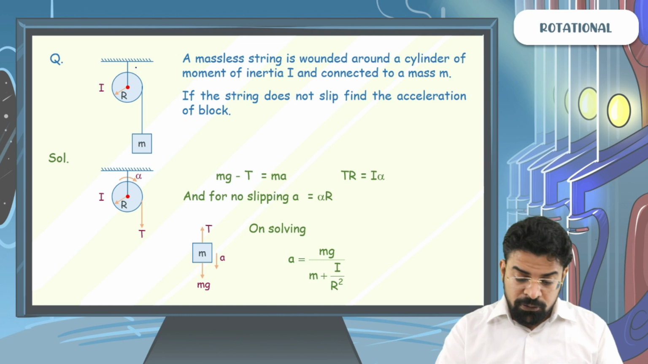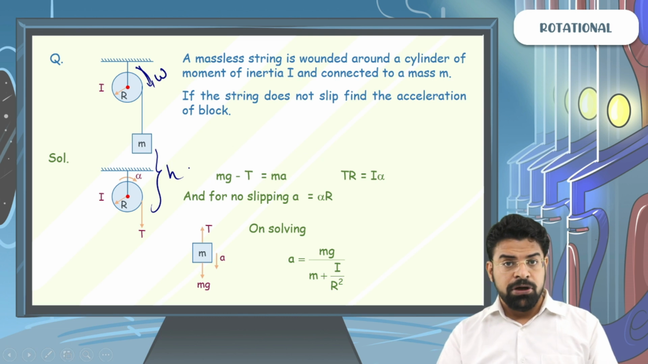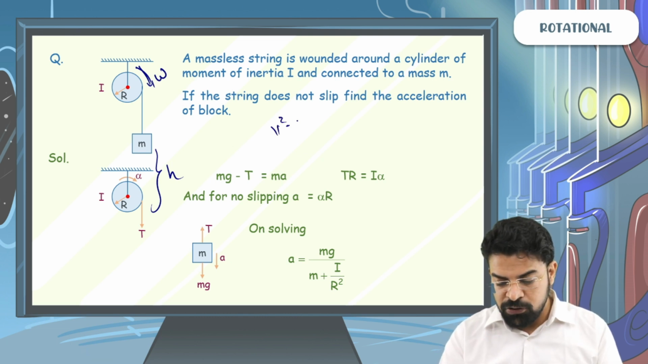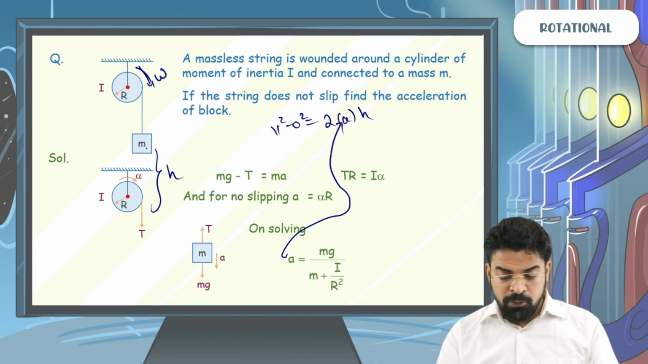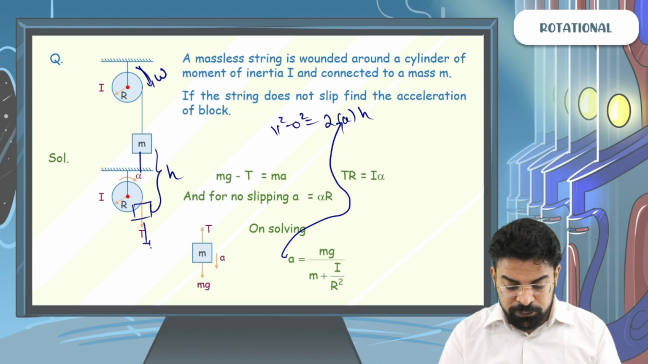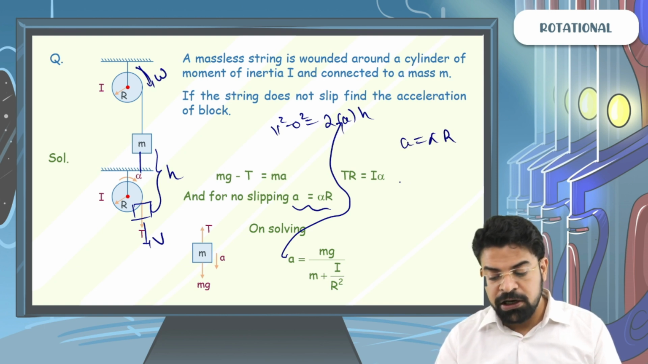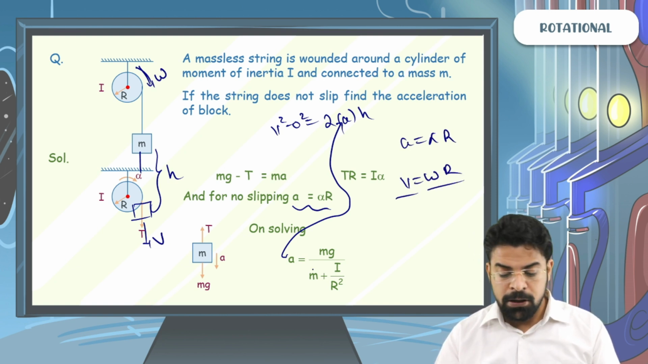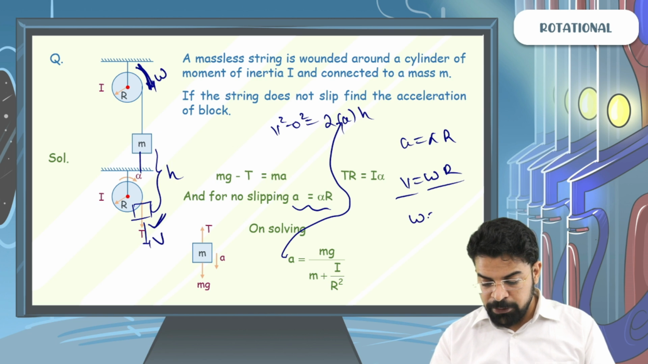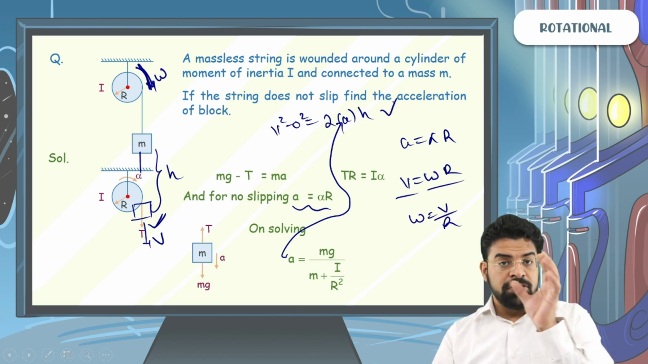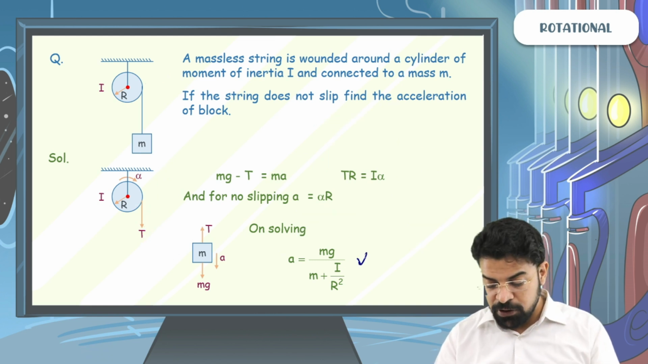If they ask you what is the omega of this cylinder once the block has fallen through a height h, using the third equation of motion, you will write v square minus 0 square equals 2 times acceleration into h. Substitute the acceleration from here. Once you know the speed of the block, you can write for no slipping a equals alpha r. On integrating, we get v equals omega r. So the speed of the block has to be equal to omega of the disk into r. So you will get omega as v by r. So find out v using the third equation and then get omega using v by r. But the most important step is that you should remember the acceleration.